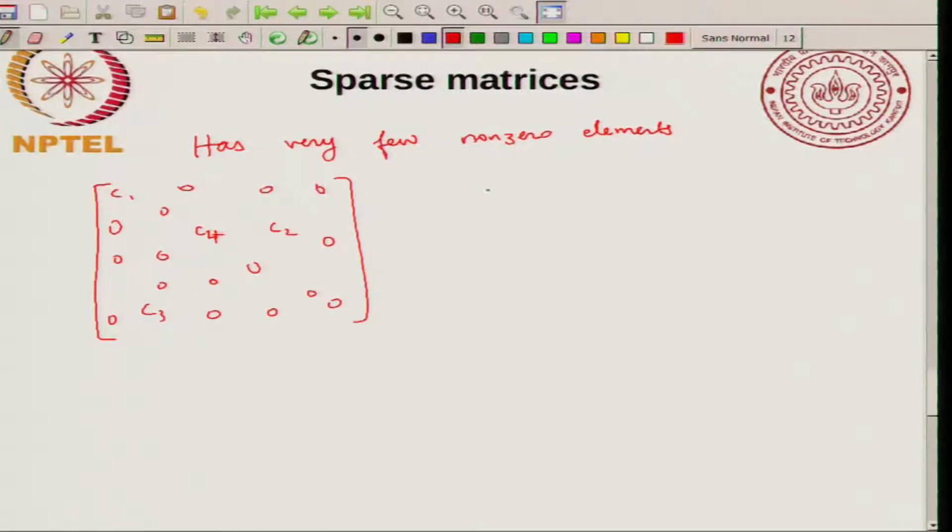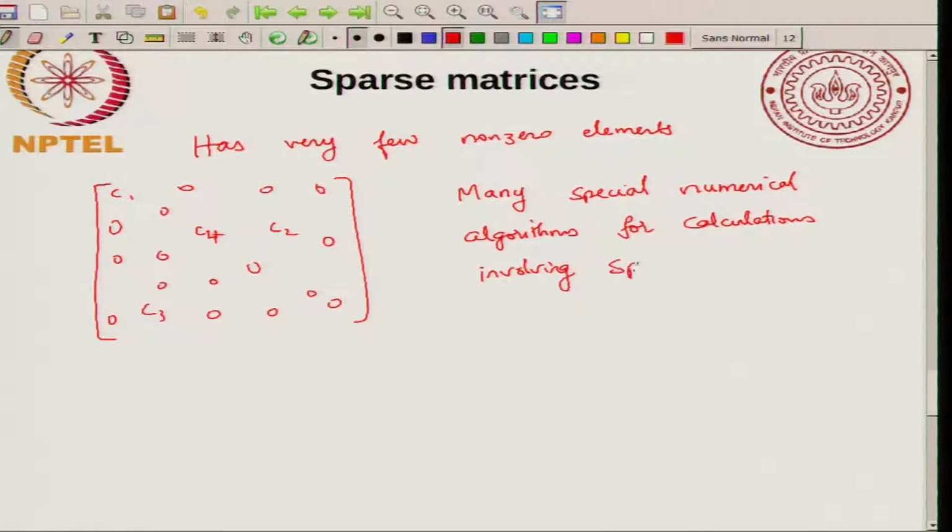Again, there are very many special numerical algorithms for calculations involving sparse matrices. So, if you know that the matrix that you are working with is a sparse matrix, then you can come up with very nice new numerical methods for these systems.